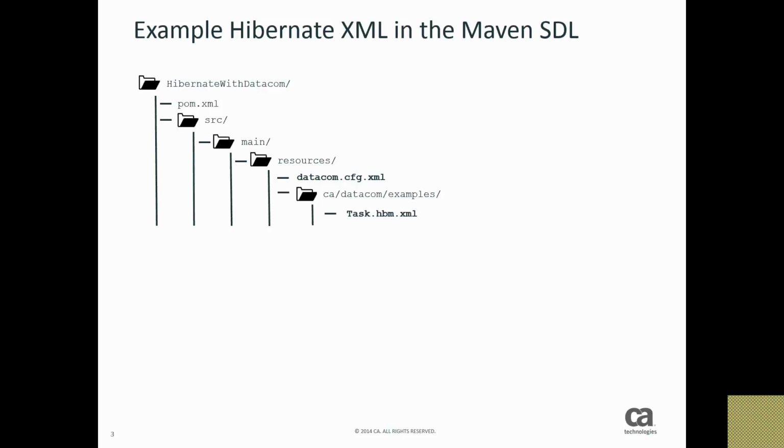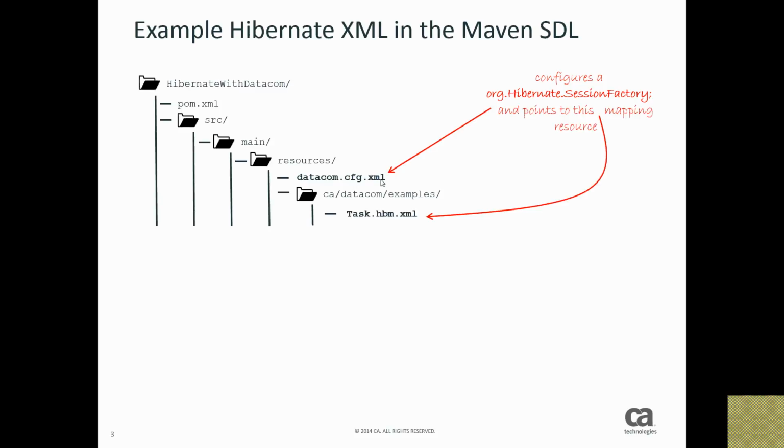So here we have the Maven standard directory layout. The key XML files are this datacom.cfg.xml and the task.hbm.xml. Datacom.cfg.xml is going to set up a Hibernate session factory and also specify the mapping resources that will be available to that session. If you are building in Maven, then you can use the unqualified name of any resources in the source main resources directory.